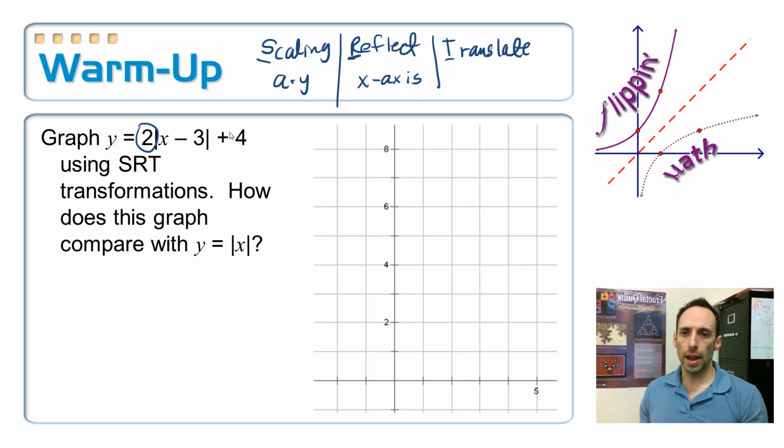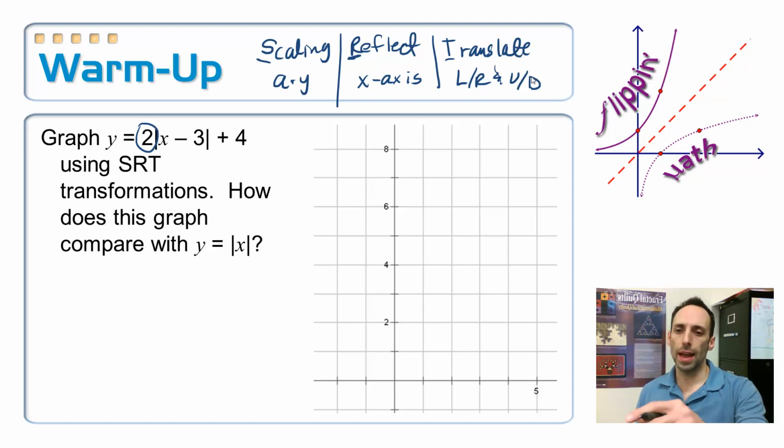And then finally, our T is for translating. Our translate happens with the 3 and the 4 that are in here, and that moves it left, right, up, and down, again from the parent function. So let's specifically look at the S, the R, and the T for this absolute value equation. My S, what is that? What am I scaling by? Like I said, it's the 2.